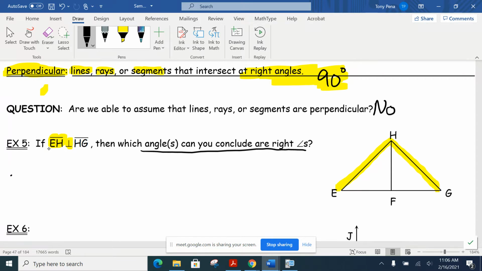So if I take these two yellows, and as best I can, don't judge my artistic work, draw in a little square connecting these two segments up here. That's where our 90-degree angle is. So the only angle that we can say is a 90-degree angle, using your little angle notation, is angle EHG, the one that's connecting those two yellow line segments. That's the only angle we know for sure is 90 degrees.